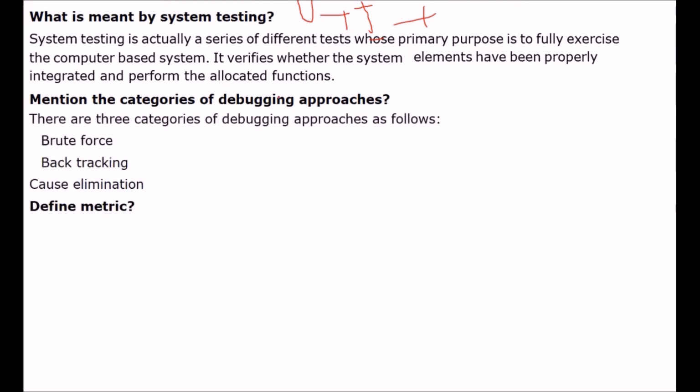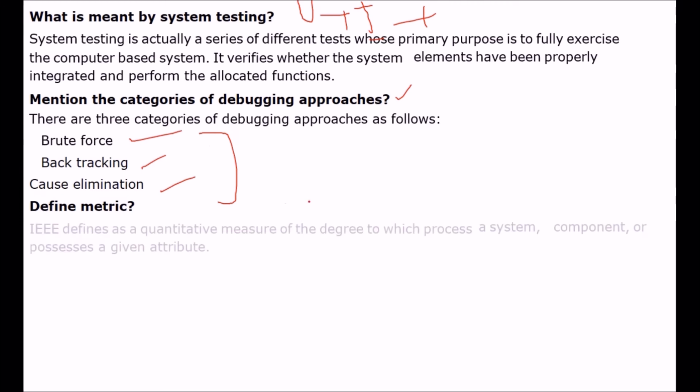What are the categories of debugging approaches? There are three categories of debugging approaches. First is brute force, backtracking, and cause elimination. These three you must remember: brute force, backtracking, and cause elimination.